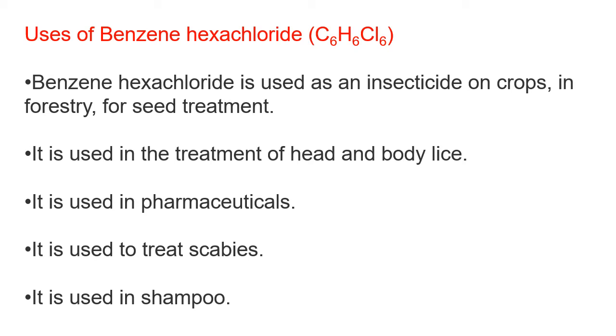Uses of benzene hexachloride, C6H6Cl6. Benzene hexachloride is used as an insecticide on crops and in forestry for seed treatment. It is used in the treatment of head and body lice. It is also used in pharmaceuticals and used to treat scabies.